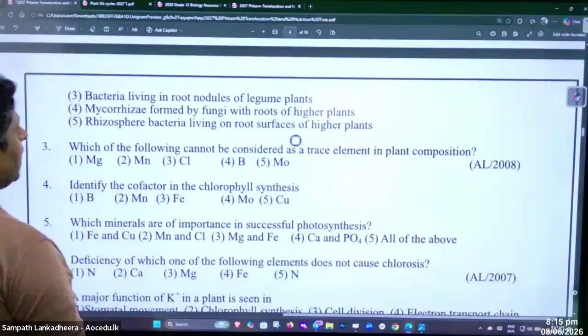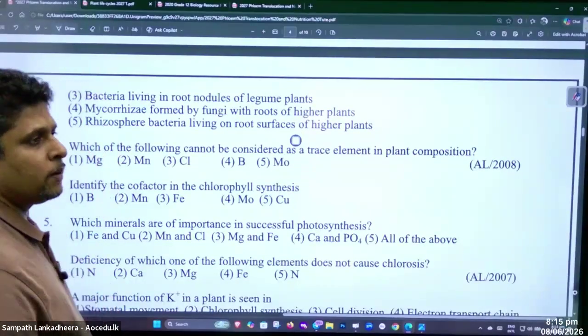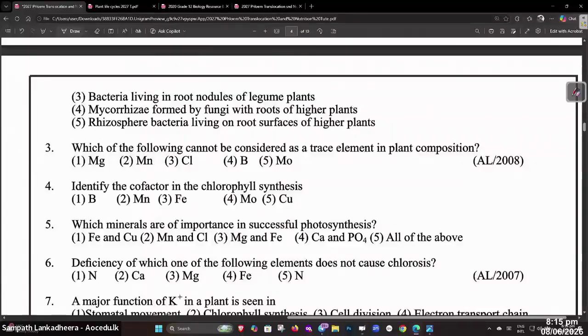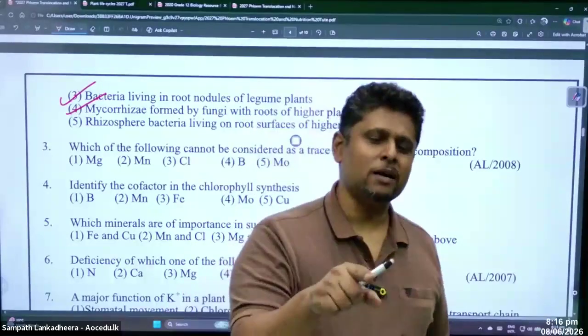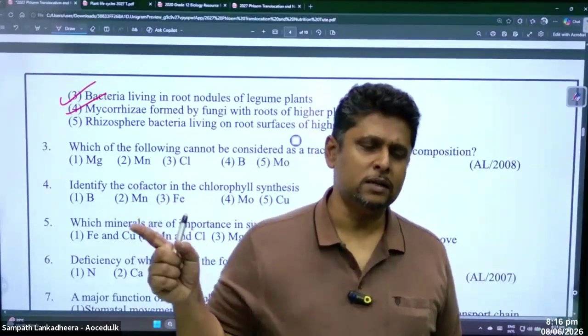So here, bacteria living in root nodules of leguminous plants. That is mutualism. And then, people, mycorrhizae is mutualism. Rhizosphere bacteria, that you don't know. Rhizosphere bacteria are not in this part of the syllabus. It comes in the microbiology lesson.